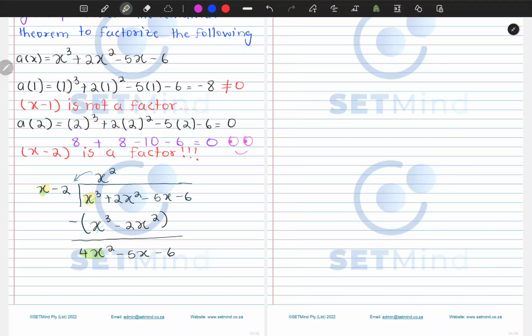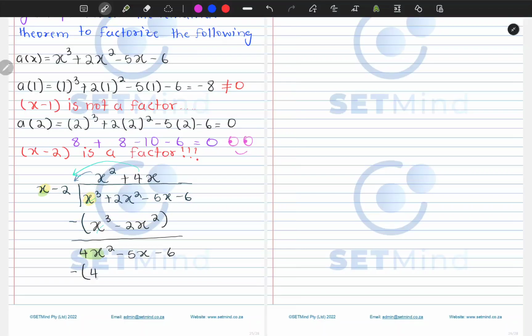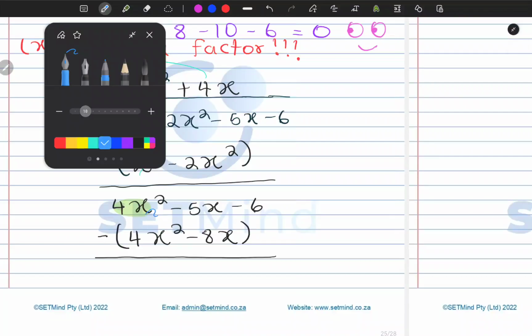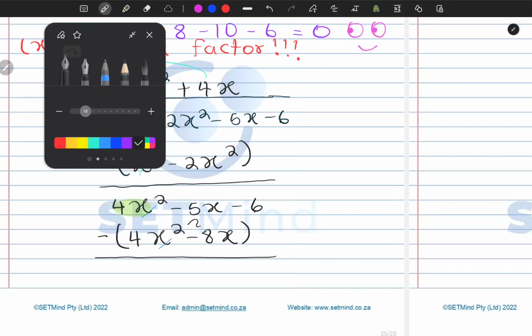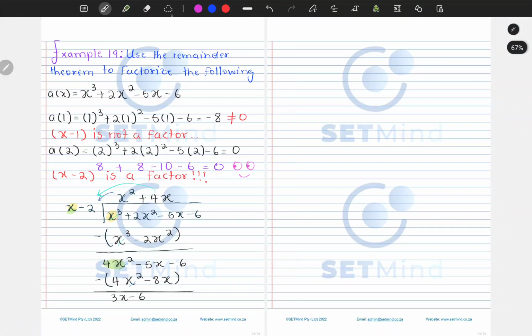4x squared dividing into x, if you think carefully, that will just give us 4x. Then we take that 4x, it multiplies down there. Then we'll have 4x squared minus 8x, like that. Let's go ahead and find the difference. So if you look carefully, there are terms that are going to cancel. This term and that term are going to subtract to 0. Then what we'll have is minus 5x plus 8x, which is going to be 3x minus 6. That is what we are going to have.